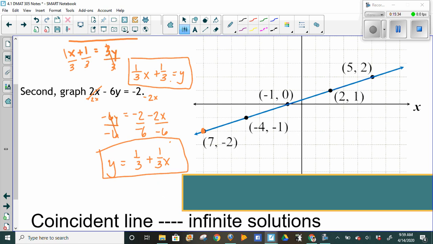So you have three options. You have the option of lines that intersect, and this is one solution. You have the instance where they are parallel lines and there are zero solutions. And then you have the instance where there is the same line and there are infinite solutions.